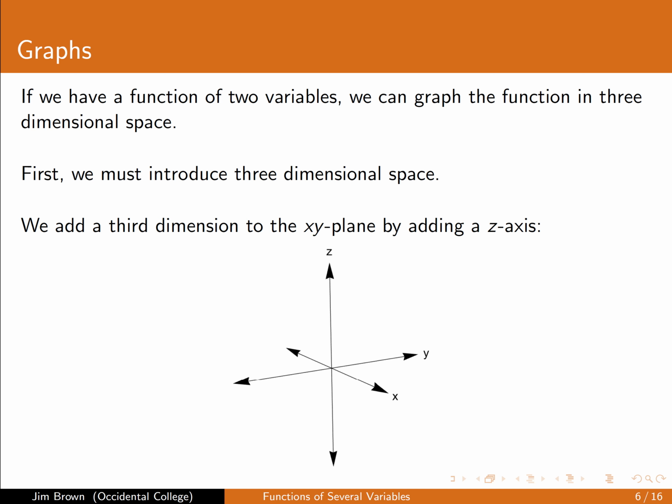So here we have, you can see the xy plane here. So this is our x-axis with x in the positive direction, and this is our y-axis with y going in the positive direction here. And then we introduce a new axis that goes in 3 dimensions. So this is the z-axis. So now we have 3 axes here, and this is a 3-dimensional space.